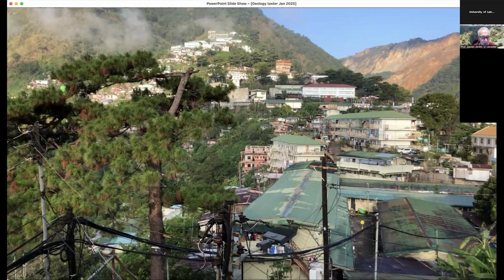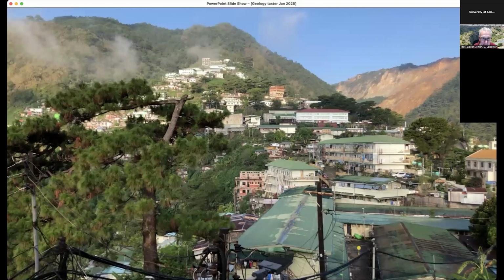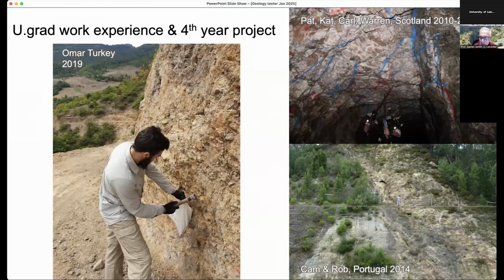but the joy of geology is it really takes you to these amazing places. And as I said at the beginning, it's not just staff who are doing this, it's also undergrads. So these are examples over the years of students who've gone to interesting places on work experience or through their fourth year project.